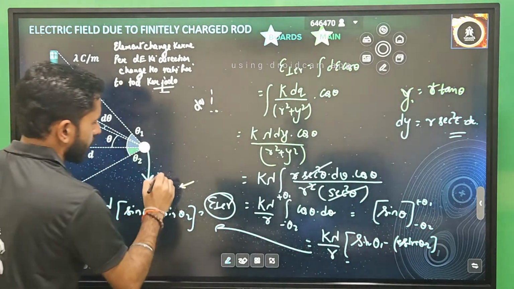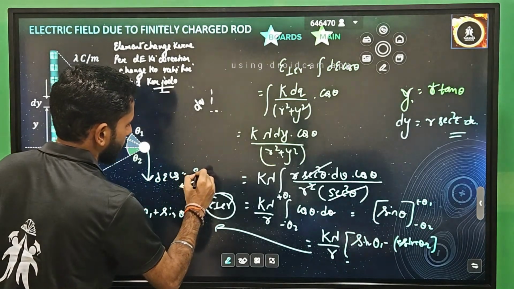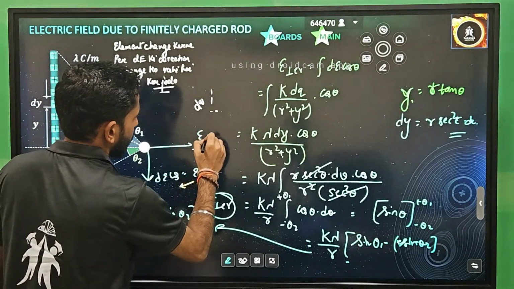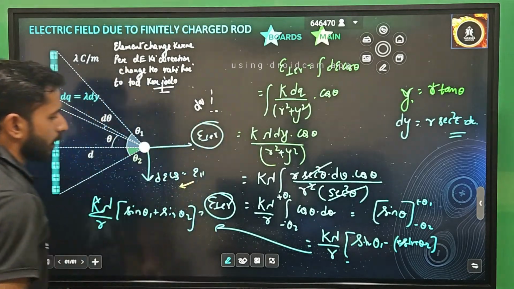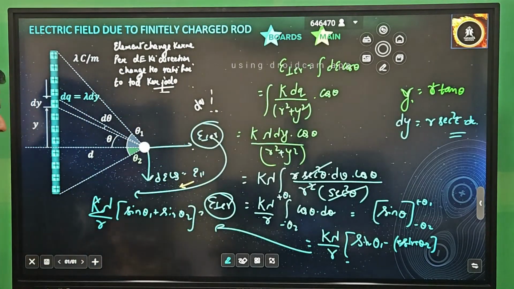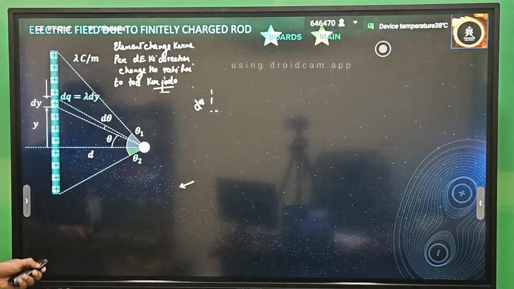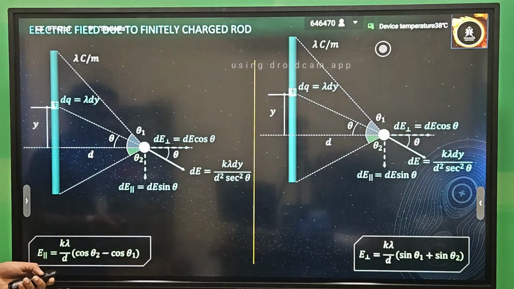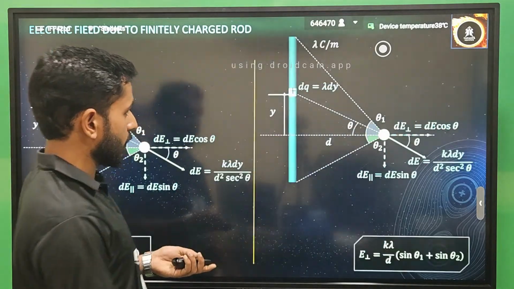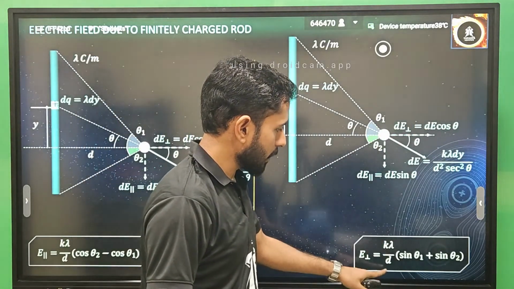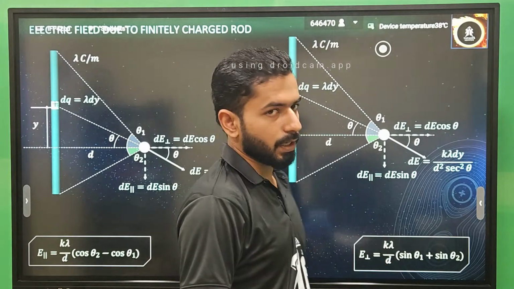There were two components. This was dE cos of theta, which we have also represented as the parallel direction. This was the perpendicular direction to the wire, and the magnitude will be what? K lambda by r times sine of theta 1 plus sine of theta 2. I have done the complete derivation in a proper descriptive way. I hope that it was clear. You can see here the result is also written. Perpendicular direction: K lambda by r times sine of theta 1 plus sine of theta 2.